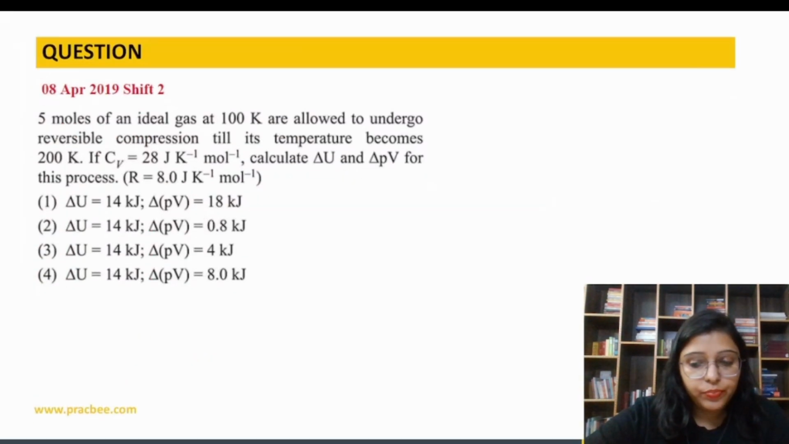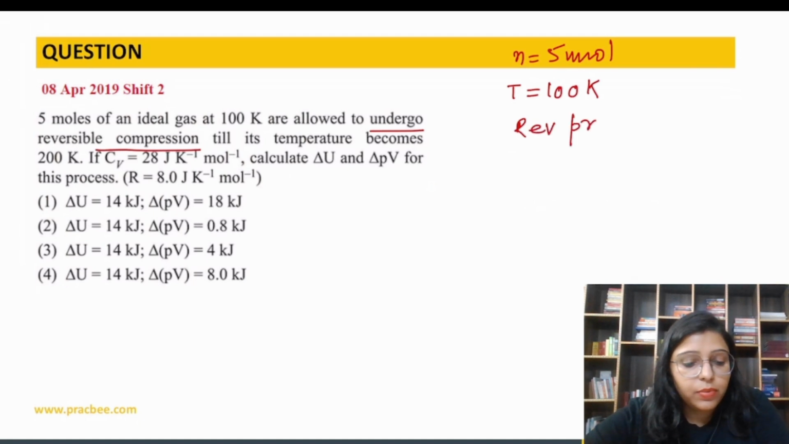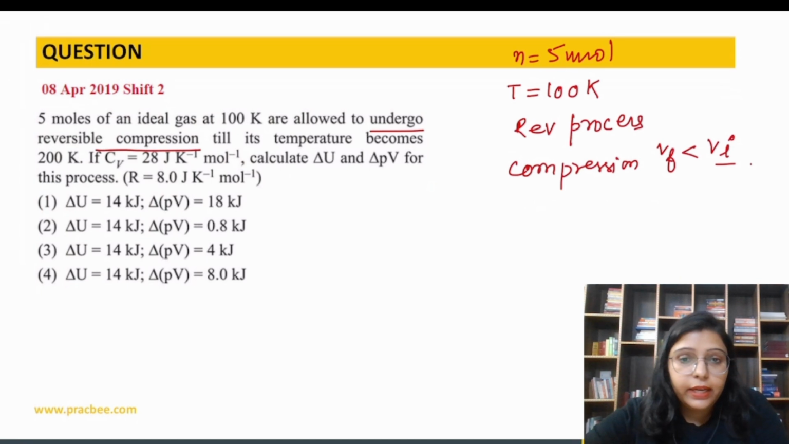Now let's do the next question. 5 moles of an ideal gas at 100 Kelvin are allowed to undergo reversible compression. So n is equal to 5 mole, temperature is equal to 100 Kelvin. They are allowed to undergo reversible compression. It means reversible process, and compression means final volume is less than initial volume, right? Till its temperature becomes 200 Kelvin. So if the initial temperature T1 is 100 Kelvin, then T2 is equal to 200 Kelvin. And we have to find what?